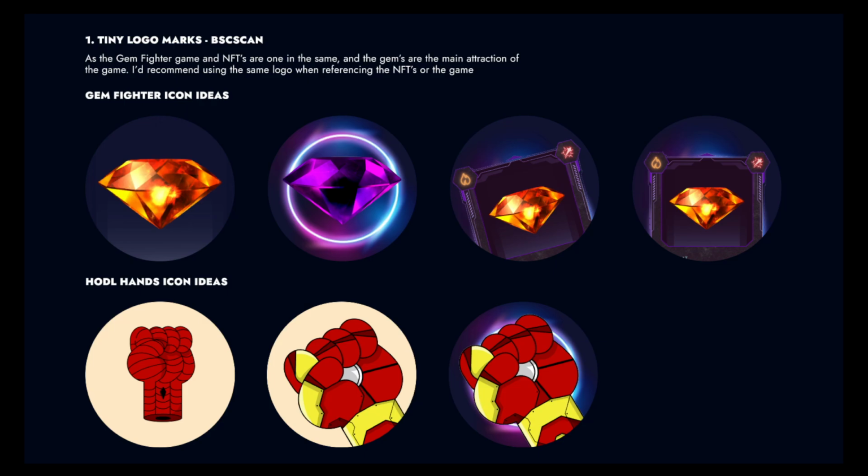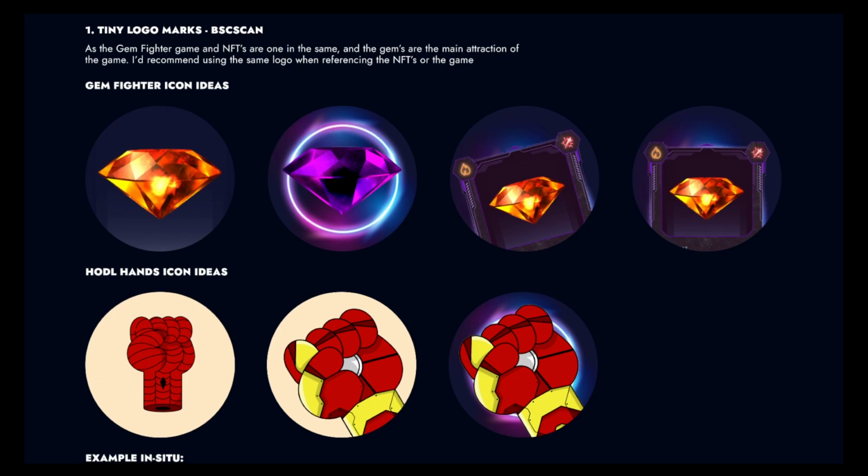So at the top here you can see 4 different examples for icons that we could use on things like OpenSea and BSC Scan, probably leaning towards the first two. We've given them some feedback.